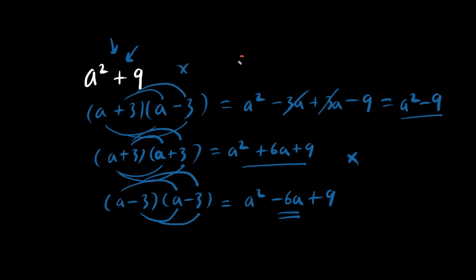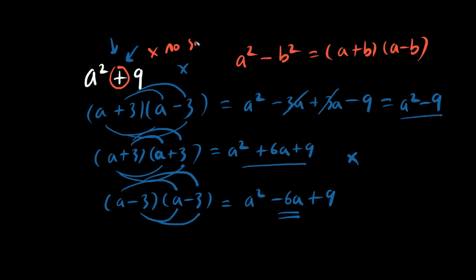So remember that for difference of squares, we need the formula a squared minus b squared. Indeed, that is factorable: a plus b, a minus b. But here, because we have a plus sign, it cannot be factored. There's no solution. There's no real solution.